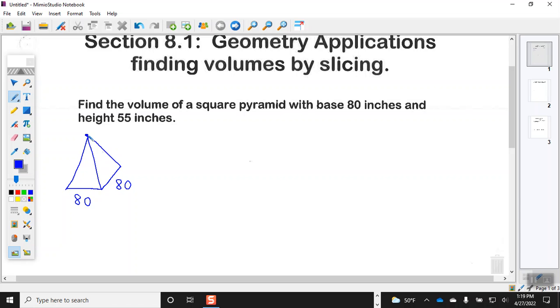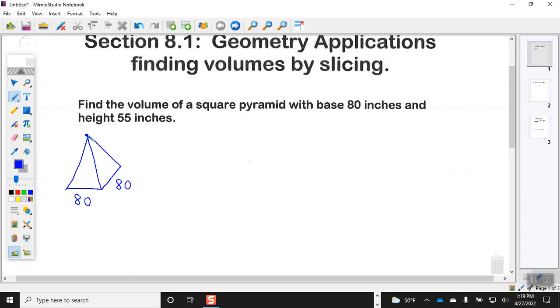But we're going to start looking at using geometry applications, finding volumes by what's known as slicing. We're going to slice this up into a bunch of little flat pieces like this. Imagine me cutting horizontally through this pyramid, and if I could pull this section up, maybe the pyramid kept going, getting bigger and bigger. This one cross section, when I lift it off, what shape do you see right here? You see a square, right?